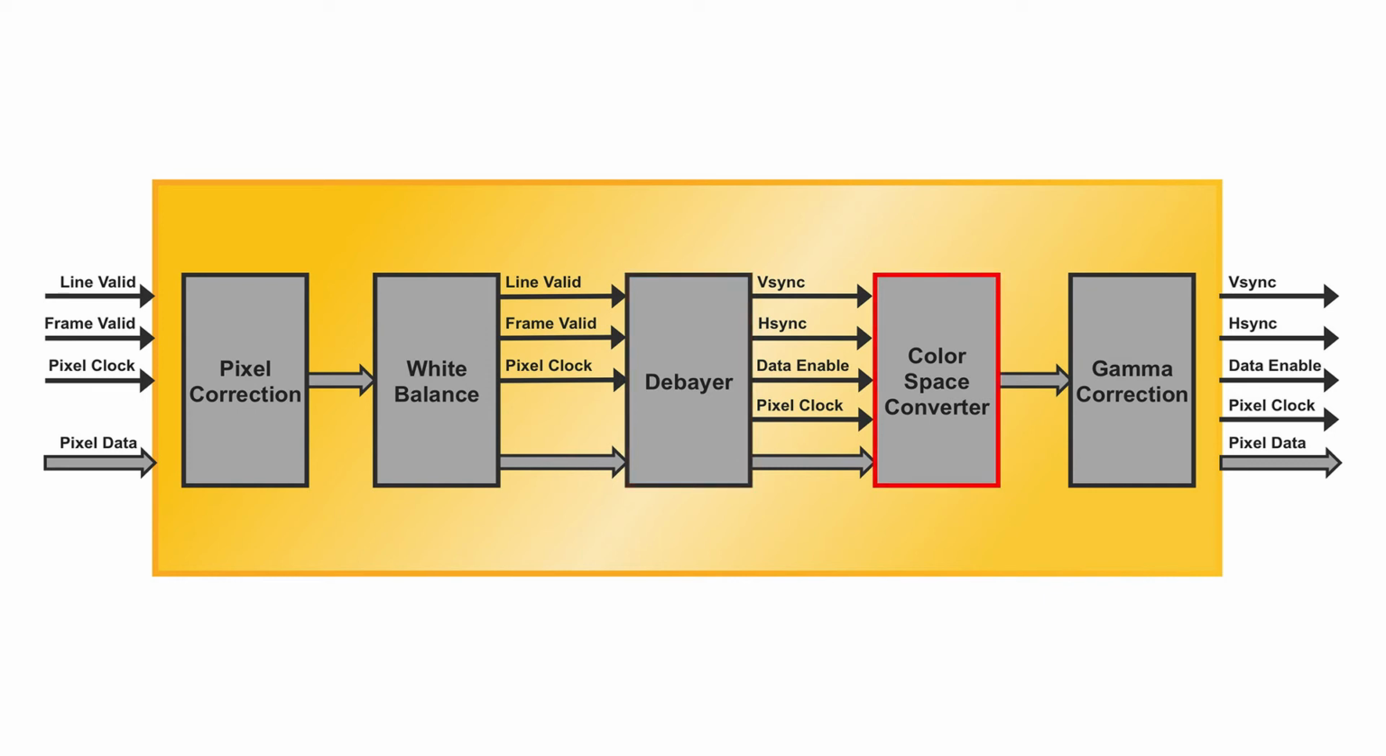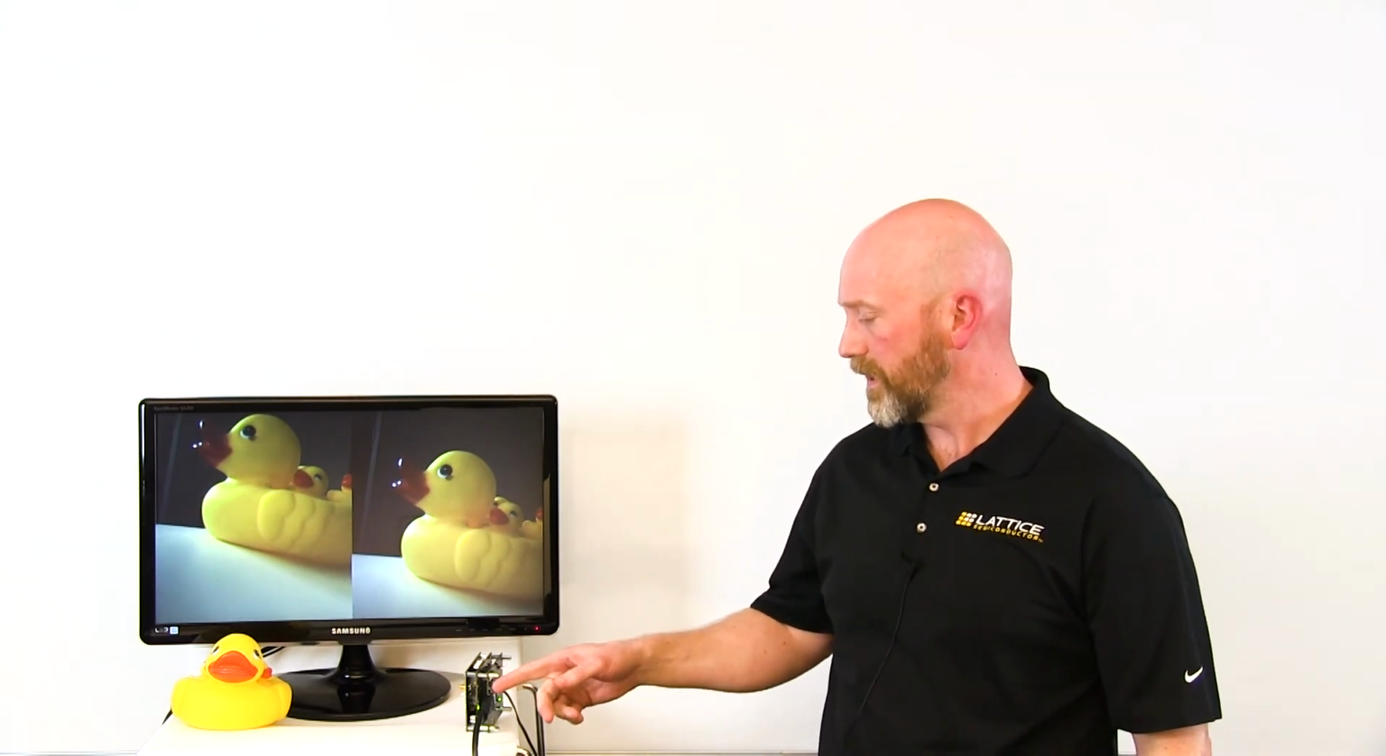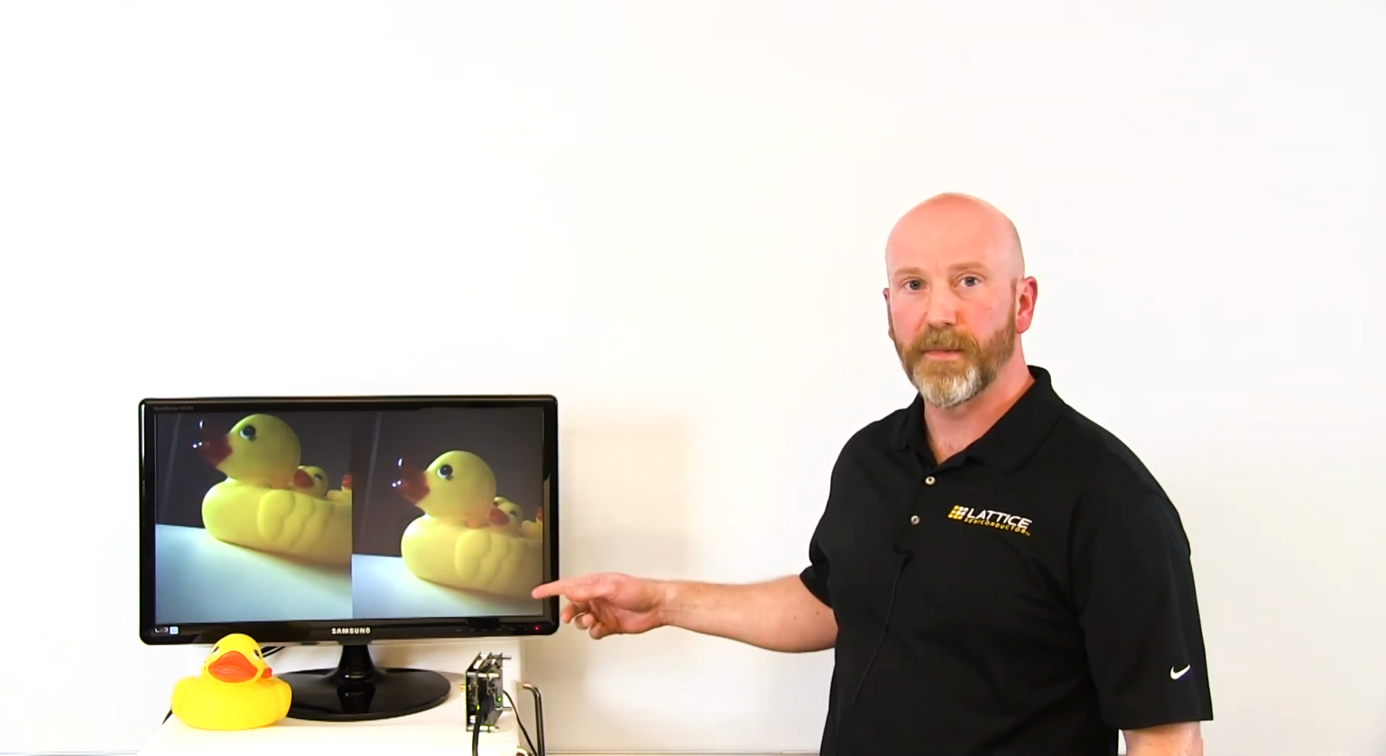The color space converter is used to fine-tune the color space, then gamma correction is applied to adjust for nonlinearity in the colors. After the video is processed, it is sent to the SII 1136, which takes the parallel video data and transmits 1080p 60 to HDMI.